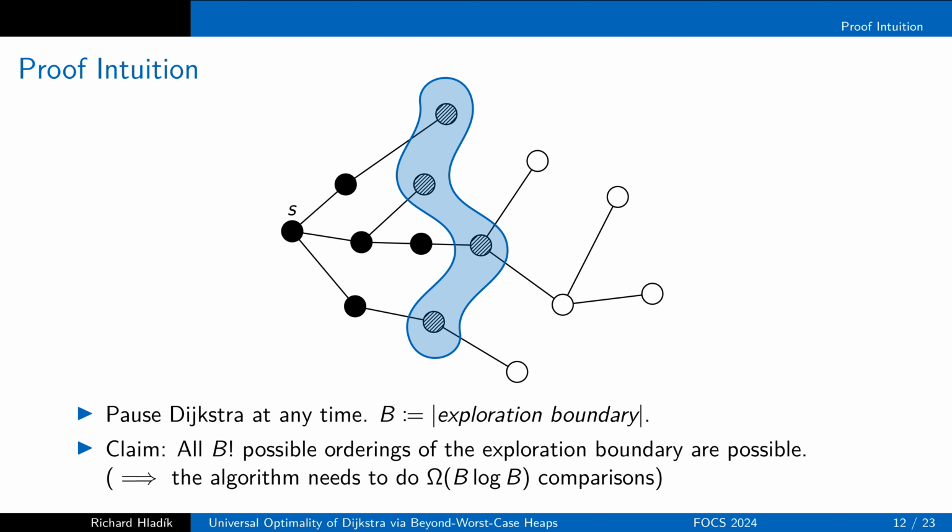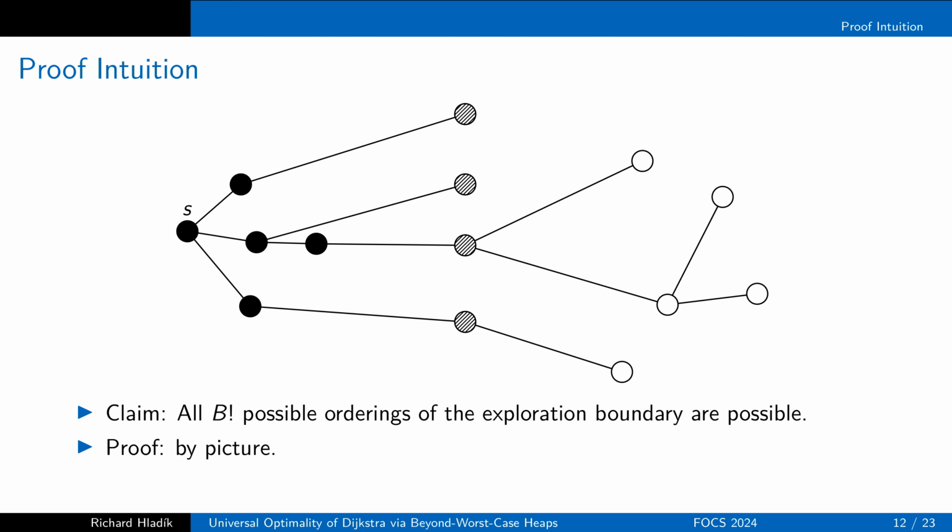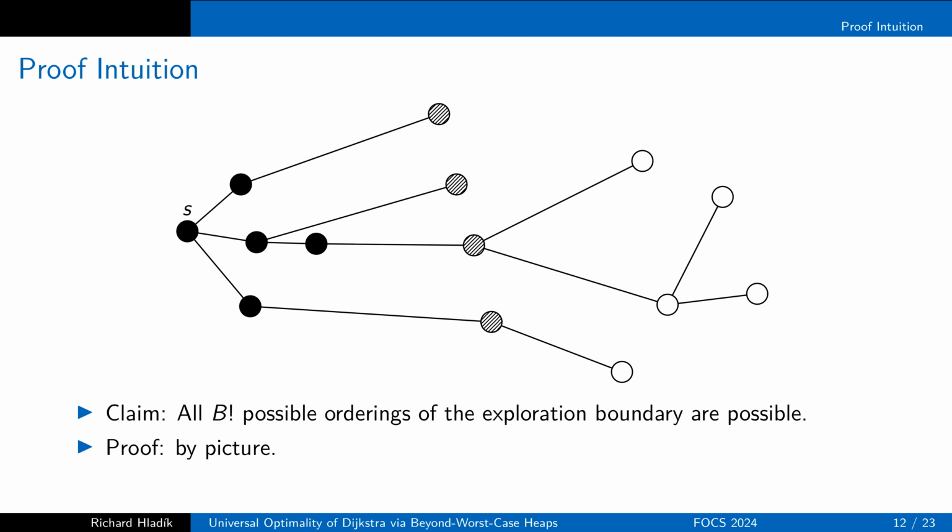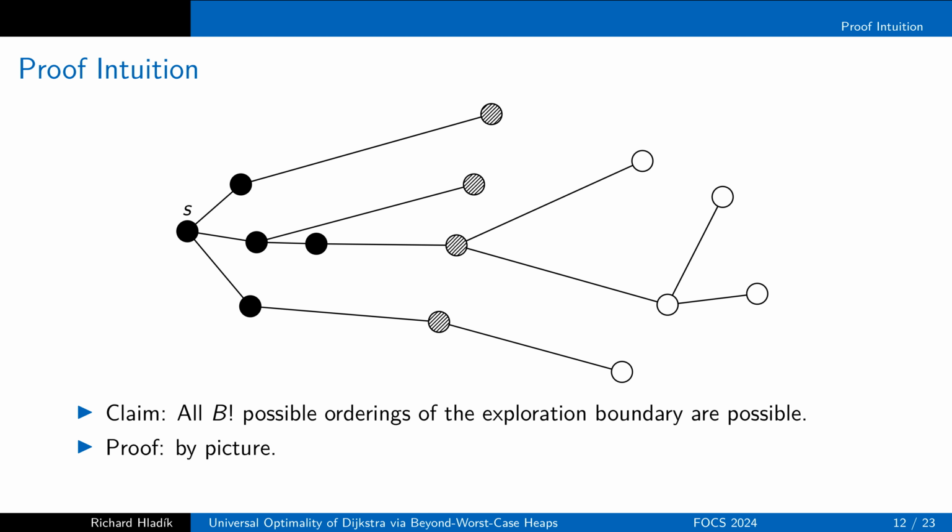but this time it's a bit more complicated because there are some more vertices. But I claim that if we choose the weights correctly, we can achieve all the possible b factorial orderings. And thus, by the same argument, this means that we need at least b log b comparisons. The proof is actually pretty easy, because we can simply do a proof by picture: I can stretch the edges like this, and now I have full control over what order these b vertices will appear in.